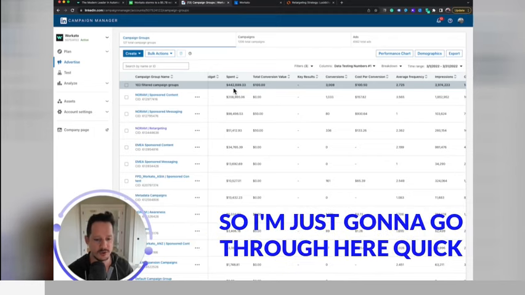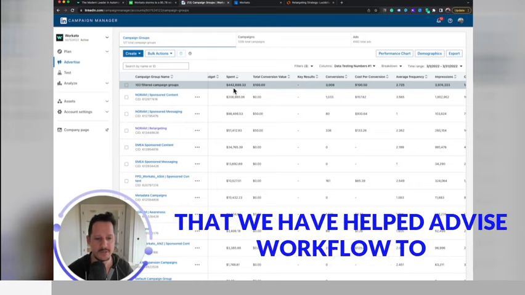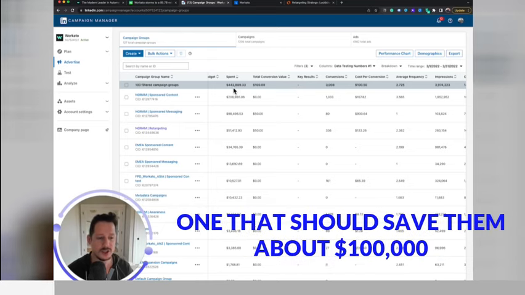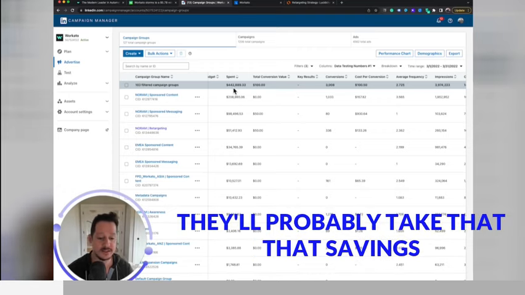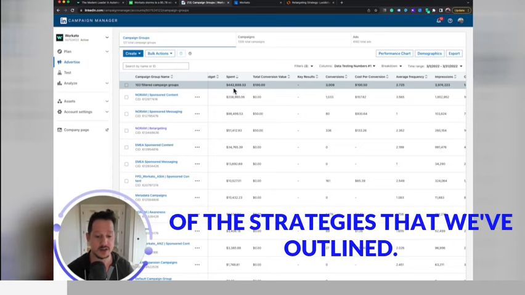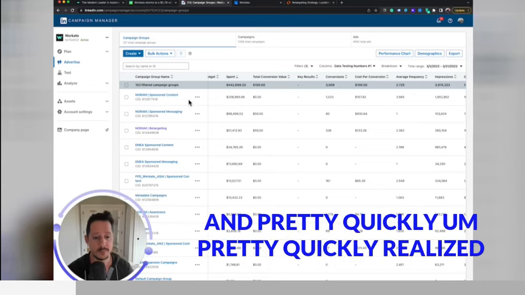So I'm just going to go through here quick, and I'm going to show you 3 key things that we have helped advise Workato on that should save them about $100,000 a month moving forward. They'll probably take that savings and reinvest it into building out some of the strategies that we've outlined, but the savings is going to be pretty drastic and pretty quickly realized.